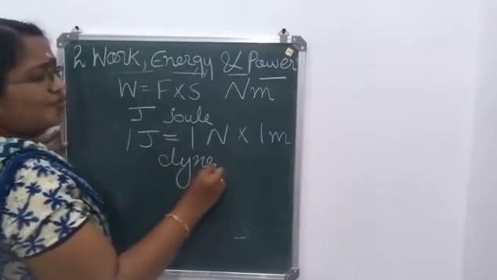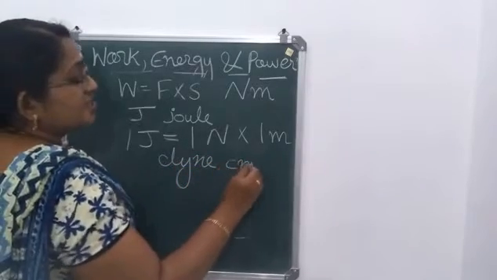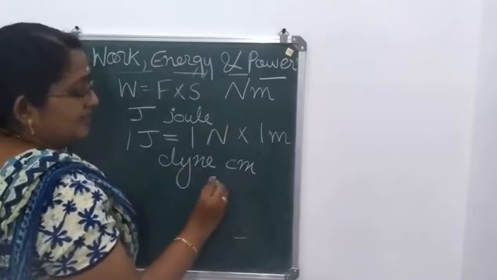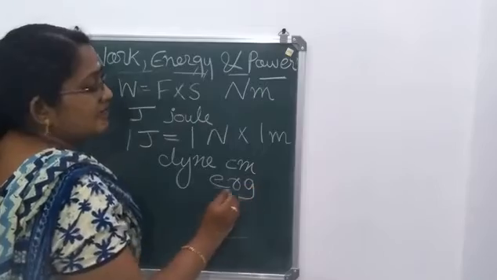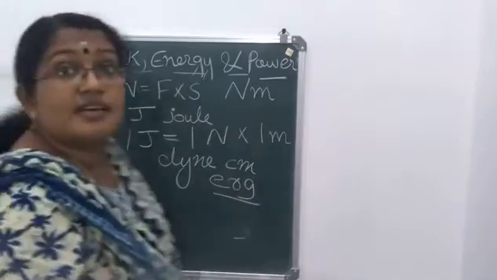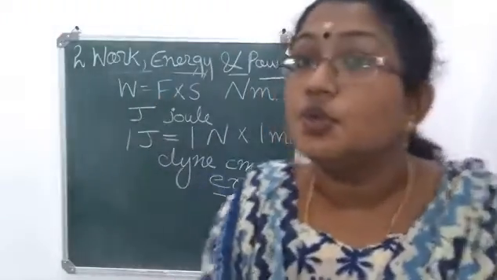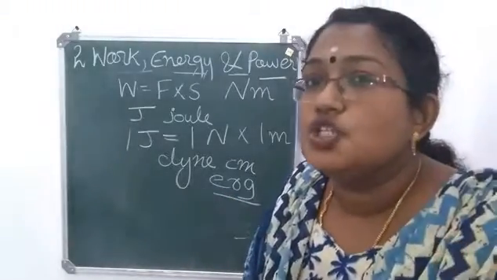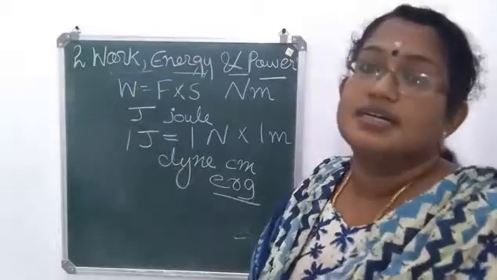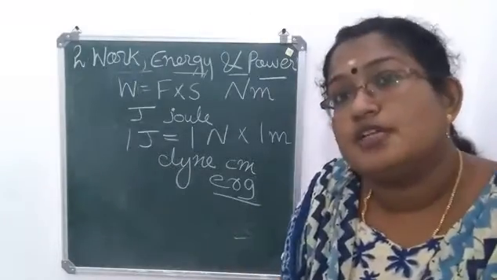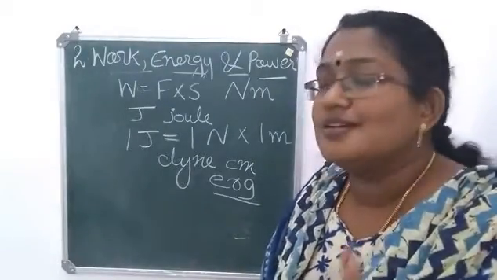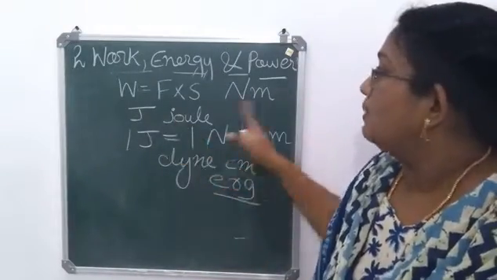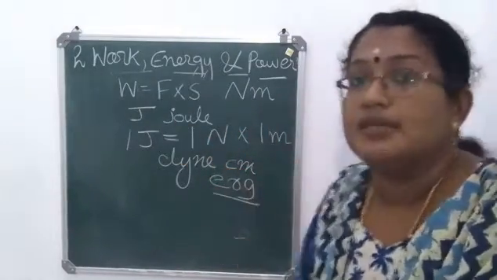CGS unit of force is dyne. CGS unit of displacement is centimeter. So, dyne centimeter, and this dyne centimeter is known as erg. Okay? So, I think this is a new term for you. So, keep this term in mind. CGS unit of work is erg. SI unit is joule and CGS unit is erg. Joule means Newton meter, dyne centimeter is erg.